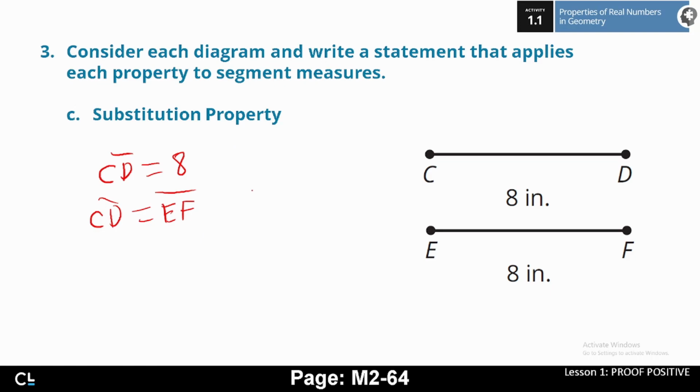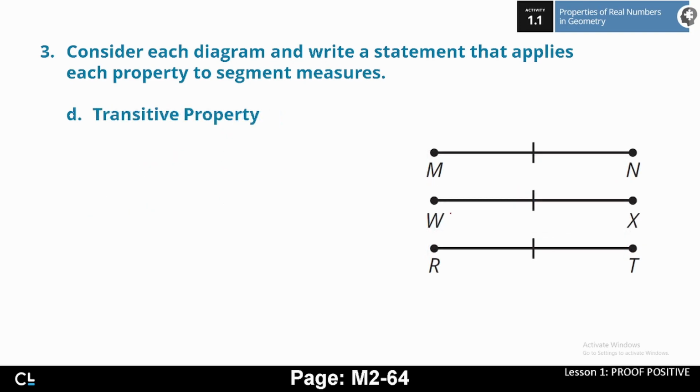Or you could do this in the opposite order, right? CD is equal to EF, therefore CD is equal to 8. Same thing. Transitive property, right? Two things are equal to the same thing, right? So we could say these are equal and these are equal, right?